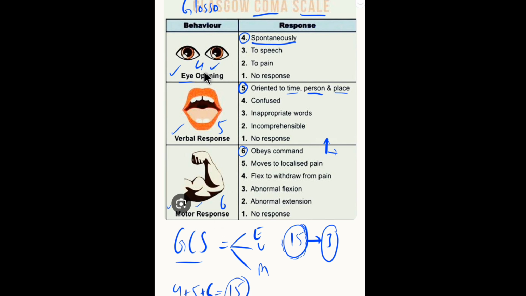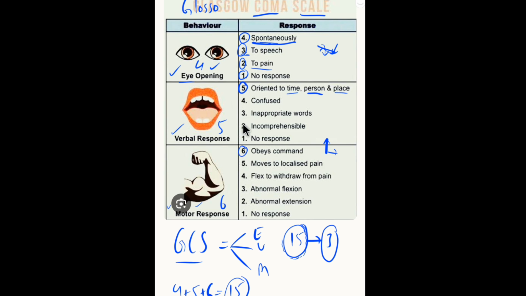Now again in eye opening, if the eye is not opening spontaneously but opens to speech, for example, you ask them to open their eye, or you drop something and he opens their eye to speech, it gets 3. If you apply pressure on their nail and to the pain they open their eye, it gets 2. If he has no response to pain, to speech, anything, it gets 1. It never gets 0.